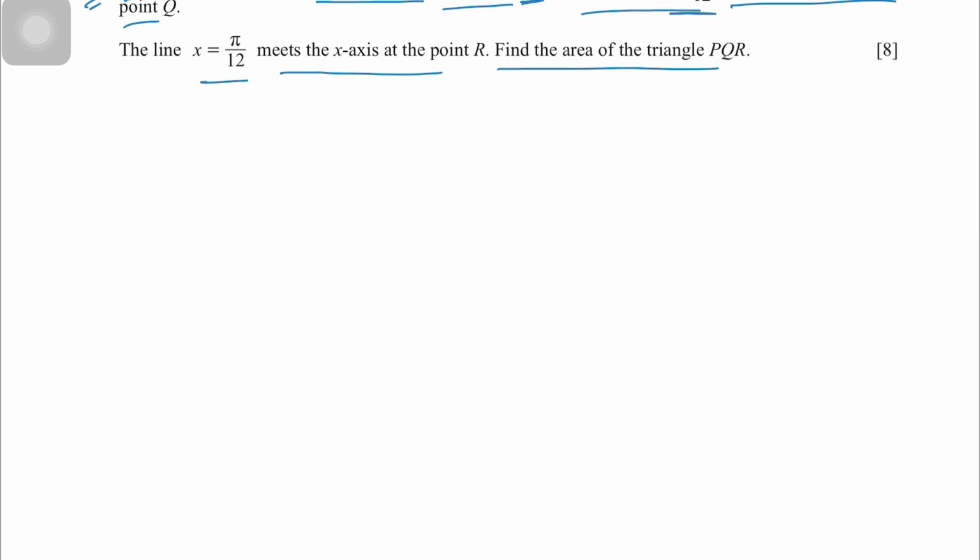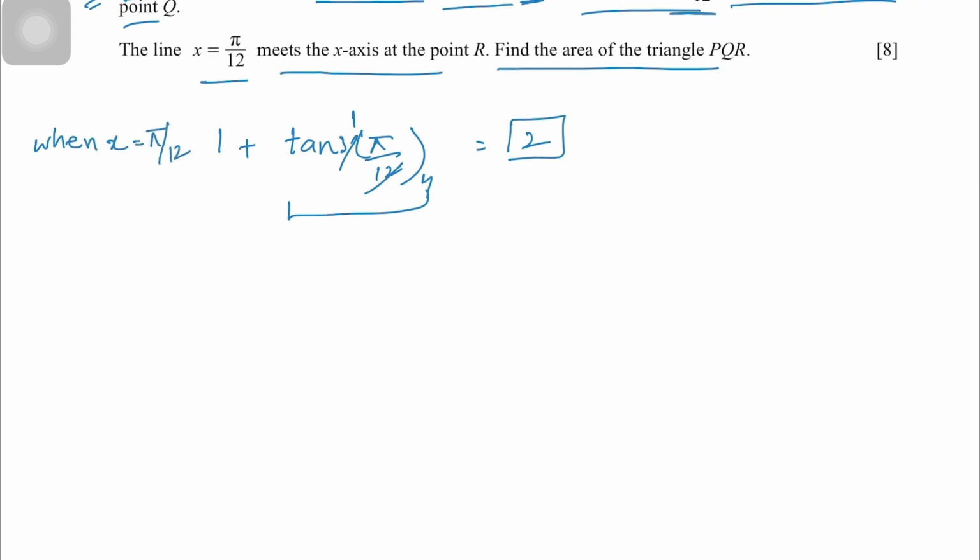We can calculate the y coordinate as well by plugging in pi by 12 over here. So this would be 1 plus tan 3 times pi by 12. So this would be pi by 4. Pi by 4 is basically 1. So this would be 2. So when x equals to pi by 12, y equals to 2. So this can be written as pi by 12 and then 2. This is our P point.